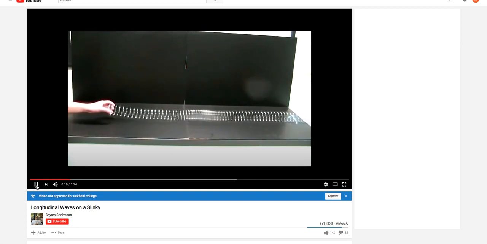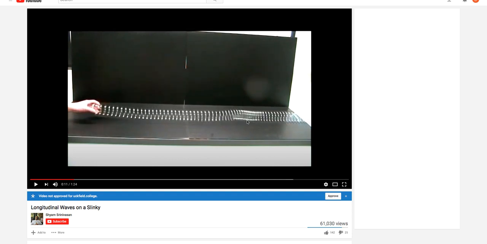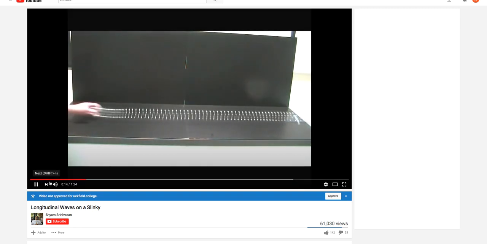I'll go back a little bit further there now to show you. There's the compression, the high pressure area. And here you have the rarefaction, the low pressure area. You can see the coils, the particles of the medium in this case, are pulled further apart. So this is a low pressure area. It's called a rarefaction. And the high pressure area where the particles are squeezed closer together, that's your compression. So sound is a longitudinal wave.